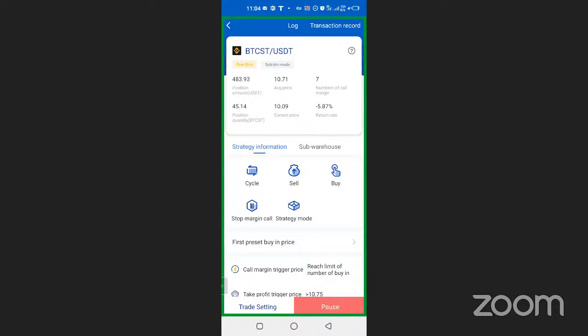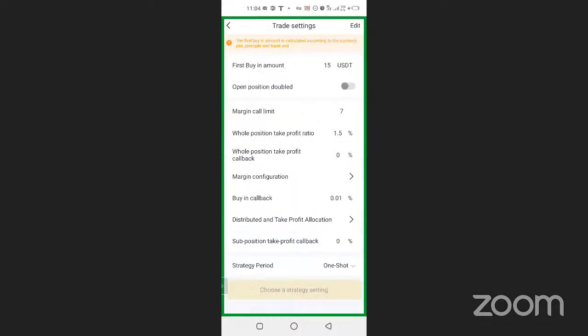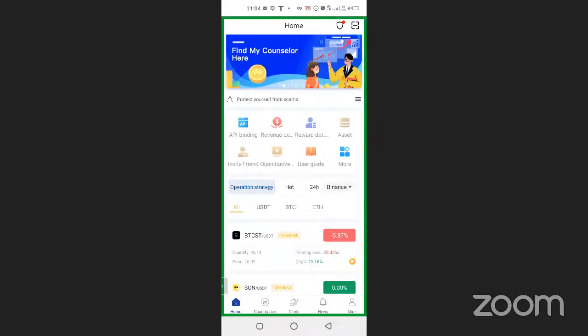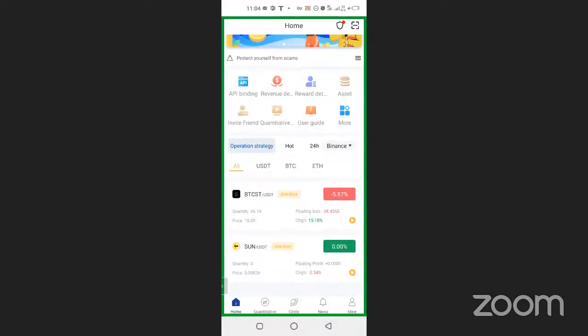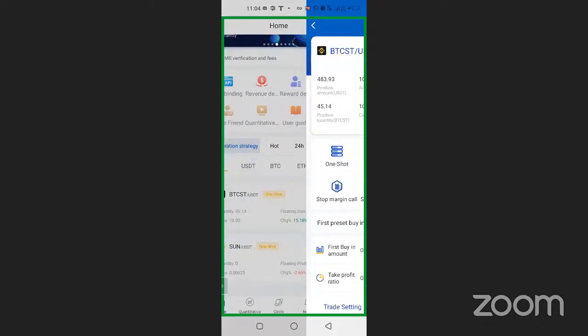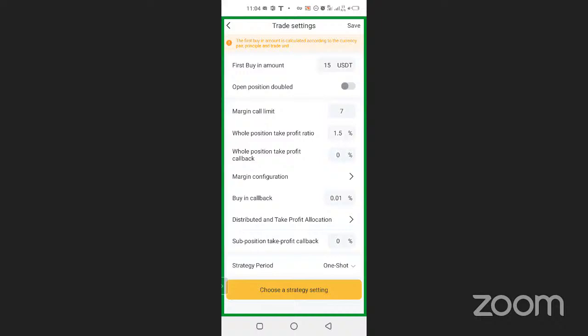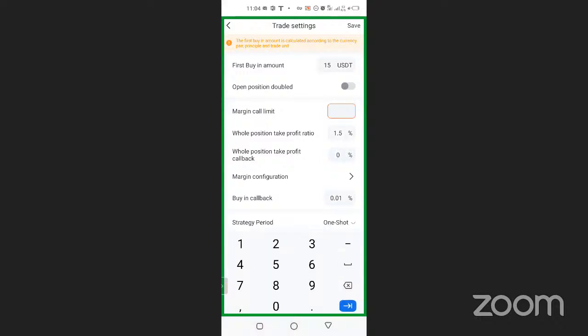Okay, now let me use this example, right? Look here, Davidson. This is BTC, right? It has a floating loss of negative $28, all right? So I can come here, tap on trade settings. I had, let me say, 7 margin calls, and I increased them to 14. Right, let me make them 10.